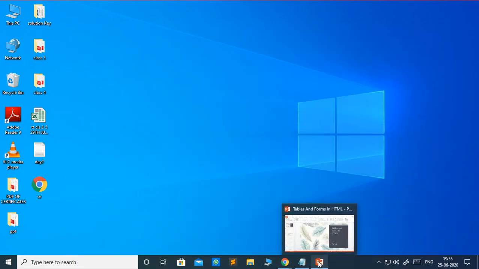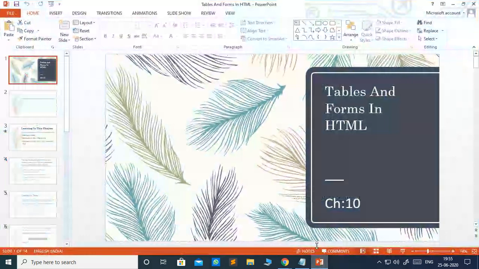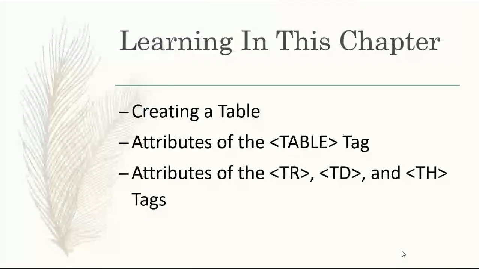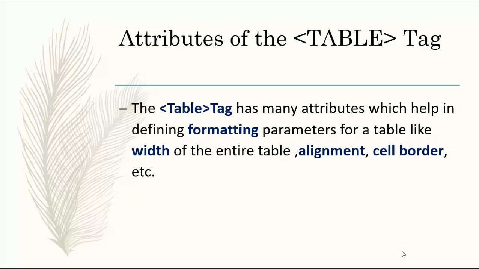Today we are going to continue the chapter 10 tables and forms in HTML. As you know children, in our previous session we have learned how to create a table. Today we are going to continue with the topic attributes of the table tag. So we'll see how we apply different attributes to make our table more attractive.